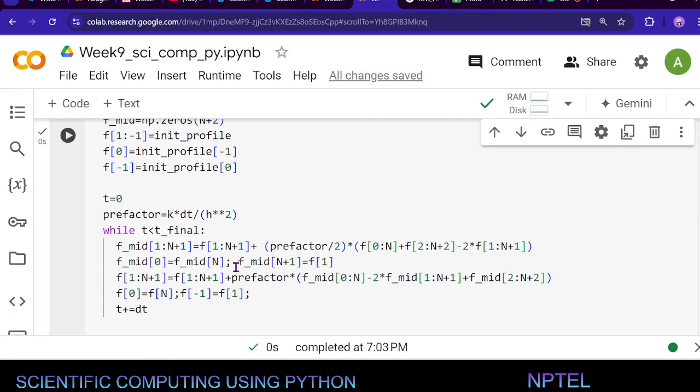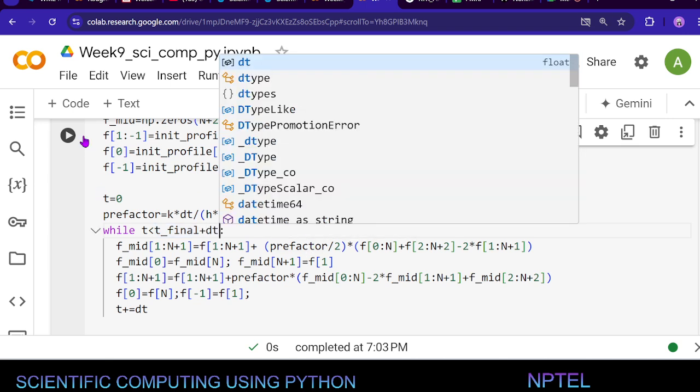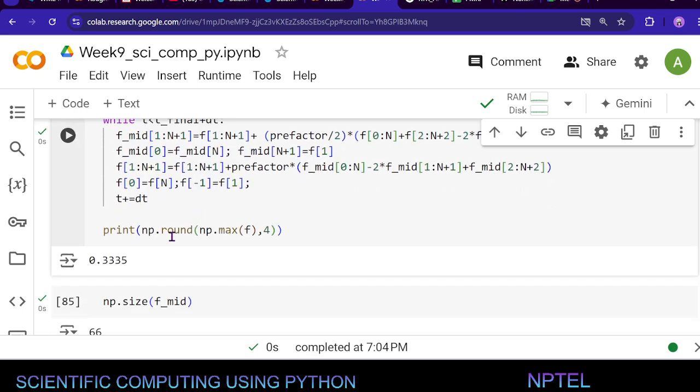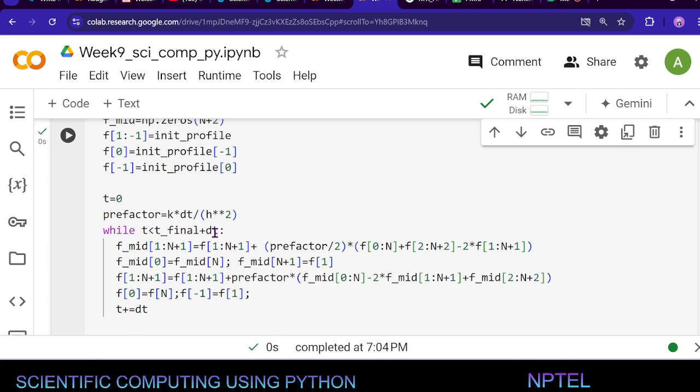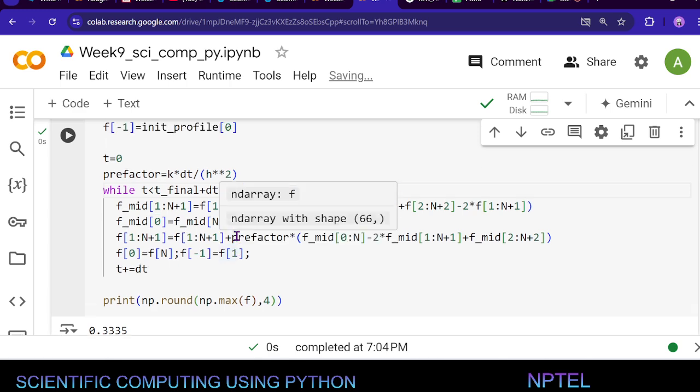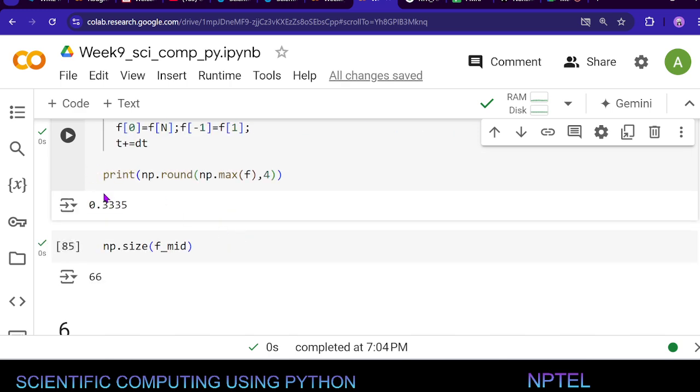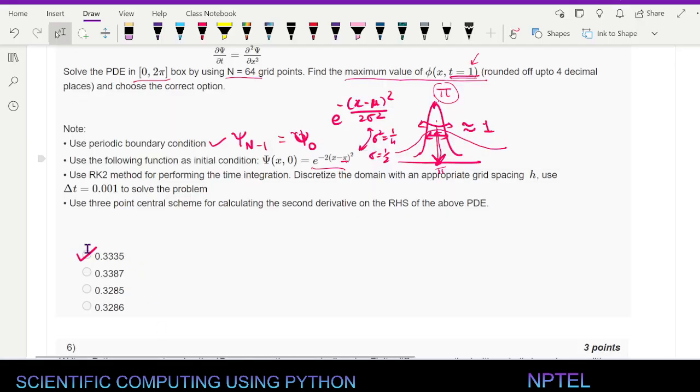And if we do that here, which is tantamount to adding dt here, so we can go one step extra, then we get 0.3335. But I really don't understand why we should add dt here, right? Because in the last step, anyway, we are adding dt, and only after that, this will be executed, right? So anyways, the answer is very close to 0.333, and there is only one option, which is the first one.